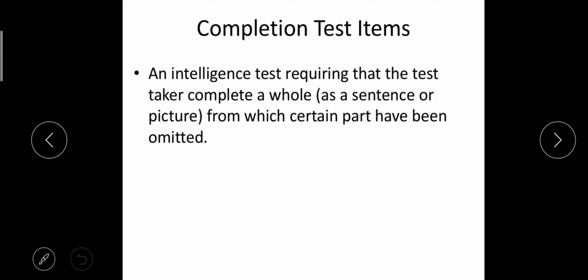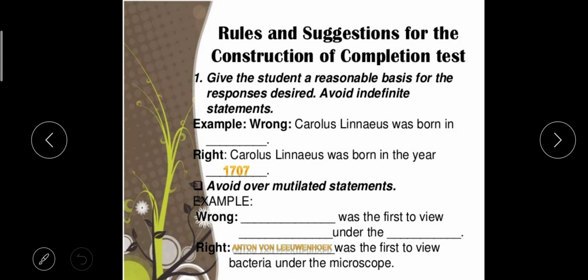Next we have the completion test, or you can say fill in the blank. It is an item requiring that the test taker complete a sentence or picture from which certain parts have been omitted. Rules and suggestions for the construction of a completion test: give the student a reasonable basis for the responses desired. Avoid indefinite statements. Example, wrong: Carolus Linnaeus was born in dash.